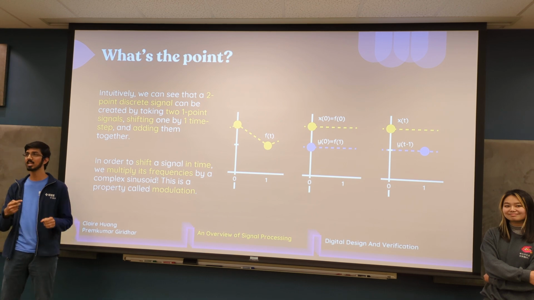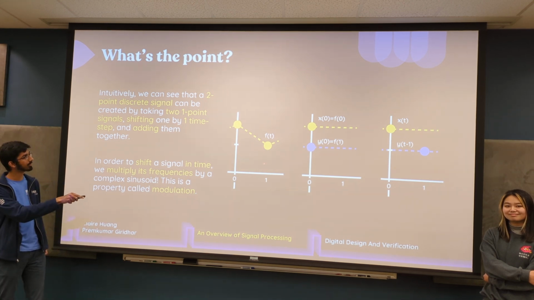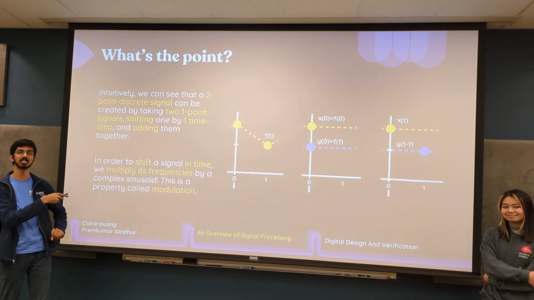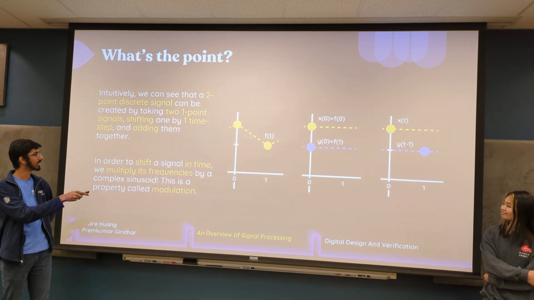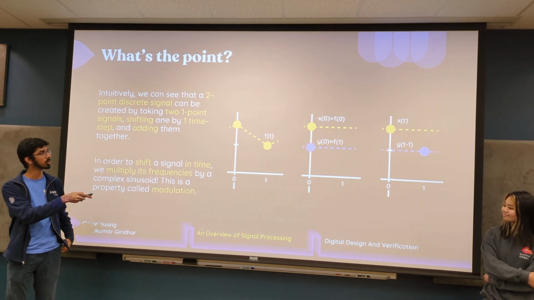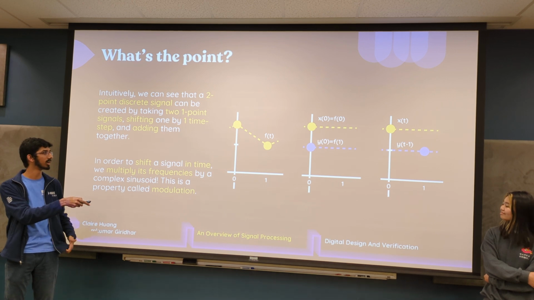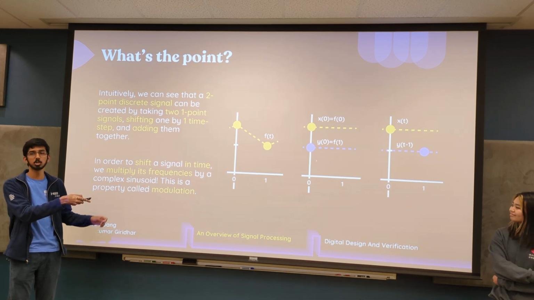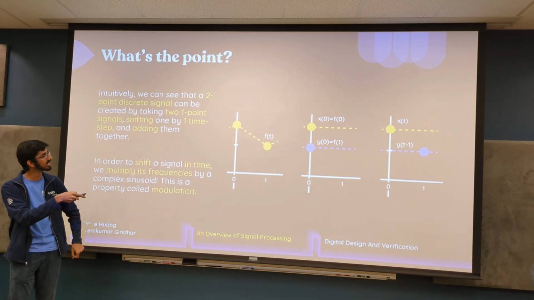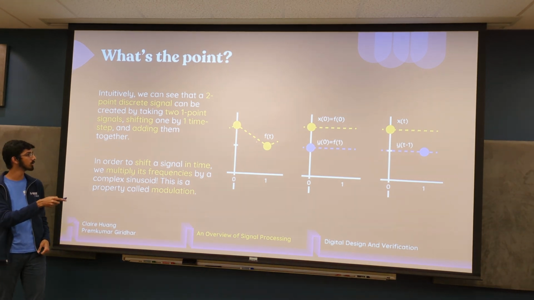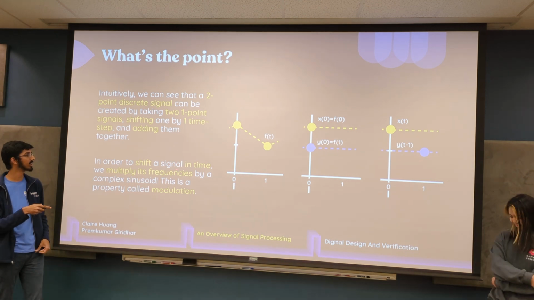So intuitively, if you take a 2 point discrete signal, such as the one right here, you can see that we can sort of decompose this into 2 1 point signals by taking each individual point and then shifting one over. So as you can see here, we have 2 individual 1 point signals where at t equals 0, the point is just the value of f of 0 or f of 1. And if we shift one of them over and add them together, we get this signal right here, the 2 point signal. So in order to shift a signal in time, we multiply its frequencies by a complex sinusoid.